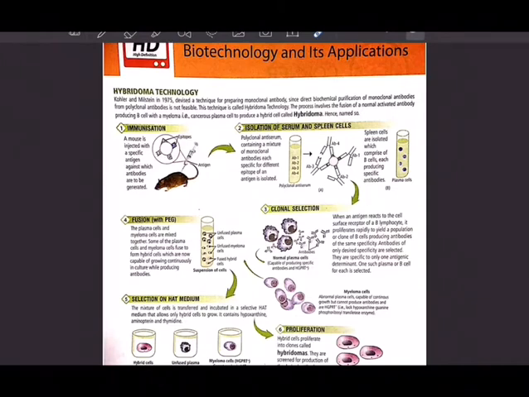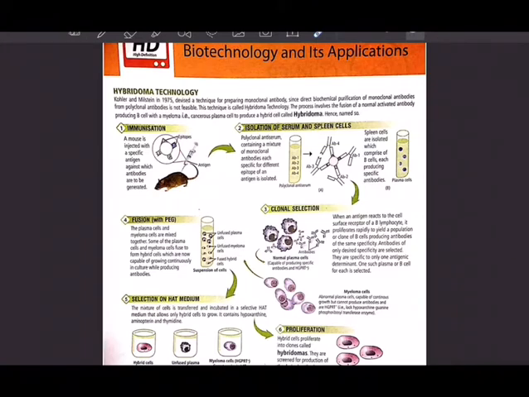So basically what we do in this is the fusion. So how do you do that? In the first step, immunization. We must be thankful to two scientists, Kohler and Milstein. Thanks to these gentlemen, Kohler and Milstein, in 1975 a technique was devised for preparing monoclonal antibodies. Since direct biochemical purification of monoclonal antibodies from polyclonal antibodies is not possible, this technique is called Hybridoma Technology. That's what we said, Hybridoma Technology.